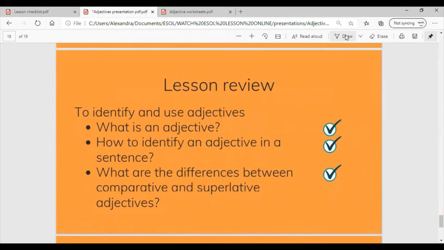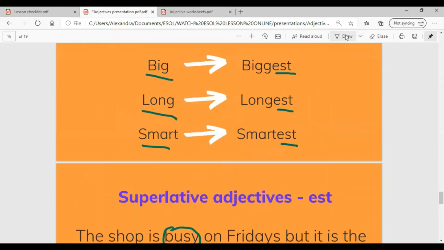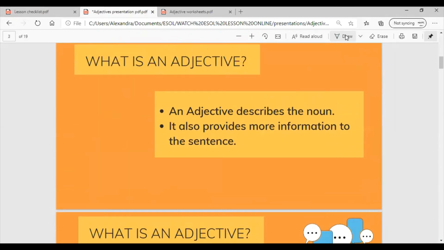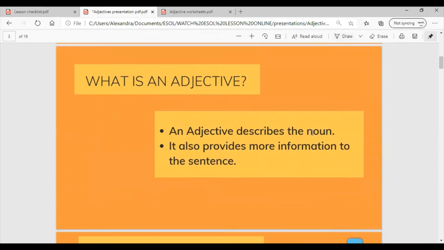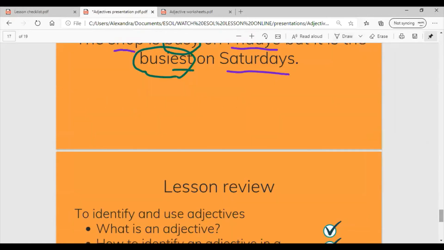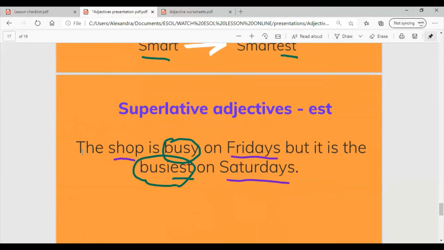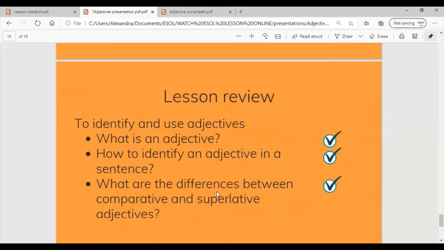So now we've done a quick overview of what an adjective is. We've looked at what an adjective is, where an adjective is a word that, let's find it, here we go, is a word that describes a noun. So remember, you look for your noun and then you look for the adjective, which tells you more about the noun. So that is what an adjective is. And then we have identified an adjective in a sentence. So here we've been able to work out where the adjectives are in the sentence and how they describe the nouns. And we've also looked at the differences between comparative and superlative adjectives.